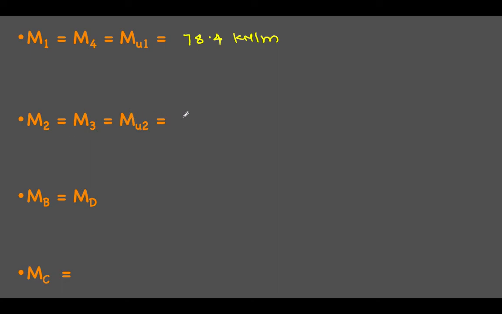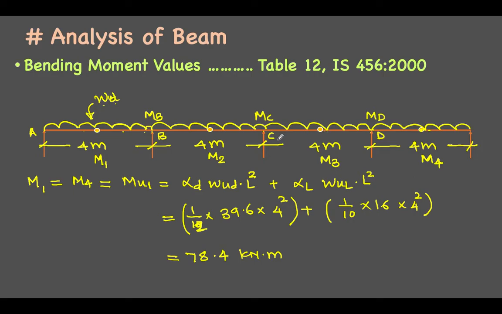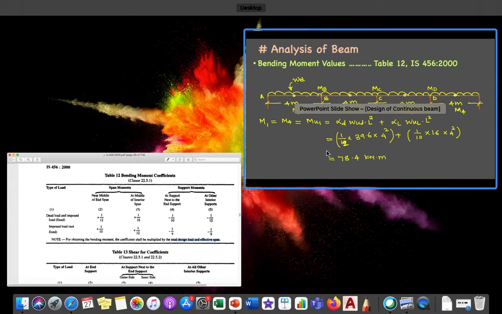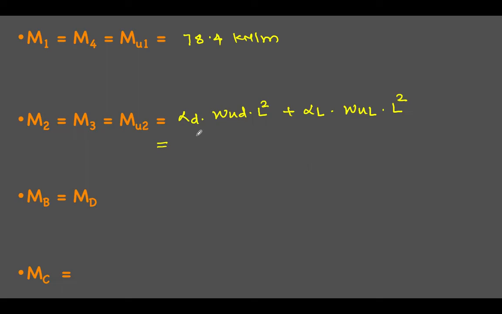So again we have to consider alpha D into WUD into L square, plus alpha L into WUL into L square. Now M2 and M3 are what? M2 and M3 are the middle of the interior span. And what are the coefficients? 1 by 16, 1 by 12.